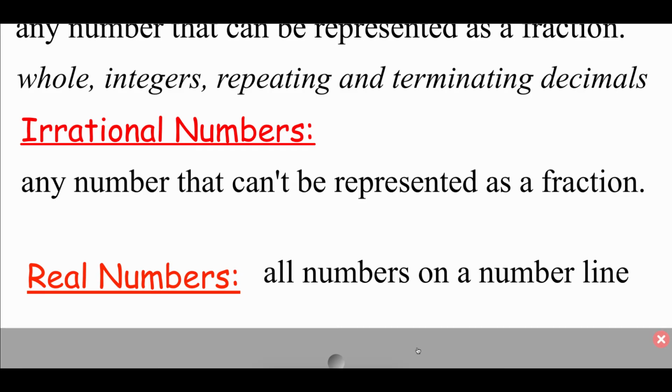Now, collectively, all of these different groups of numbers together are called the real numbers. And if you think about a number line, a continuous number line, the real numbers make up every single number that's on a number line. So it includes whole numbers, it includes integers, it includes the rational numbers and the irrational numbers. All of those fall under the umbrella category of real numbers.